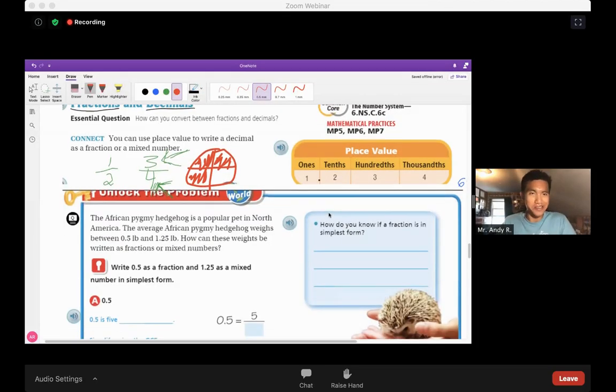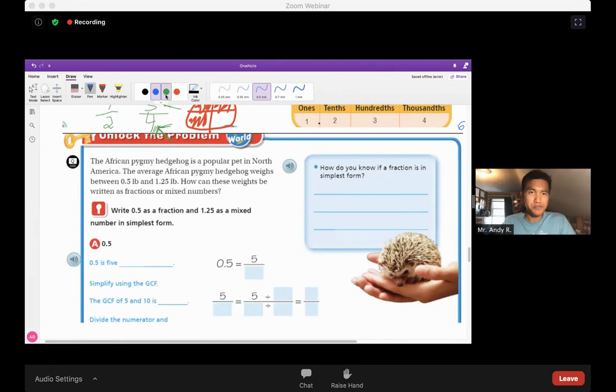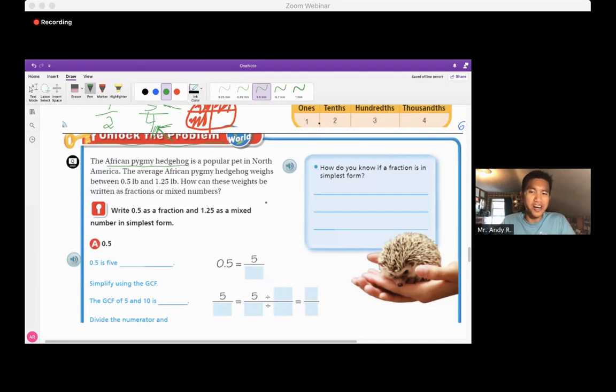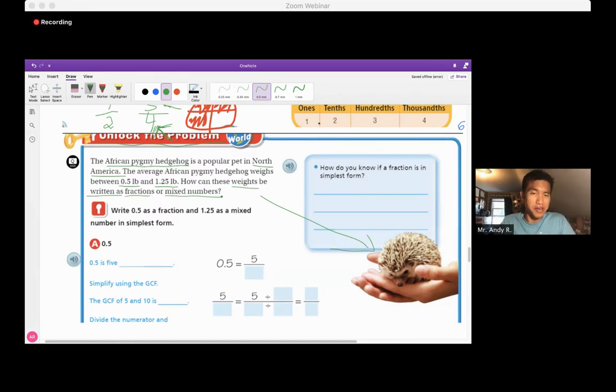Now we're going to go on to this math page right here. Unlock the problem. The African pygmy hedgehog. It's a popular pet in North America. The average African pygmy hedgehog weighs between 0.5 and 1.25 pounds. How can these weights be written as fractions or mixed numbers?